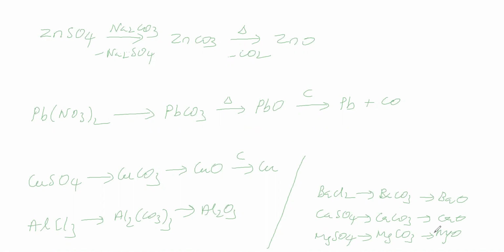Now, if the given salt is so and so, these are the reactions possible in the charcoal cavity test. If the given salt is zinc sulfate, it becomes zinc oxide in the charcoal cavity test. If the given salt is lead nitrate, it becomes lead oxide, then lead. If the given salt is copper sulfate, it becomes copper oxide and then copper. If the given salt is aluminum chloride, then it becomes alumina. If the given salt is barium chloride, it becomes barium oxide, likewise calcium oxide and magnesium oxide.